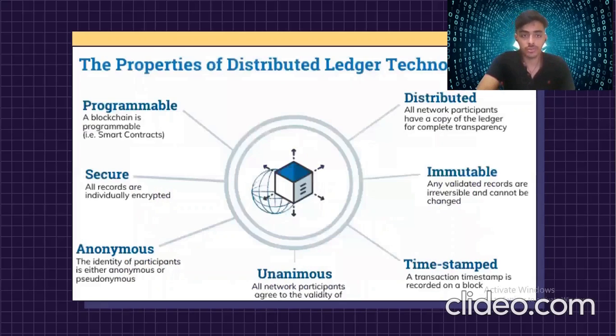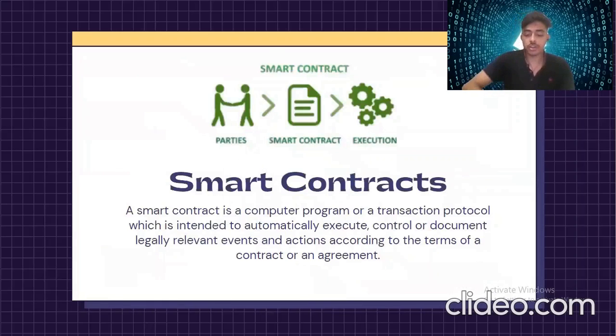Now I'll go forward. These are some of the main properties of blockchain. It is programmable, secure, anonymous, unanimous, timestamped, immutable. It can't be changed. That's a good thing. And distributed. All network participants have a copy of the ledger, so there is complete transparency.